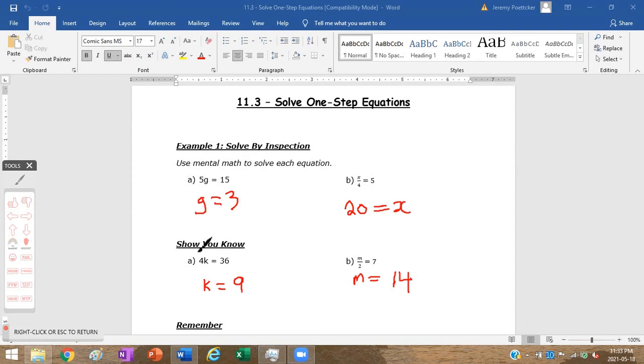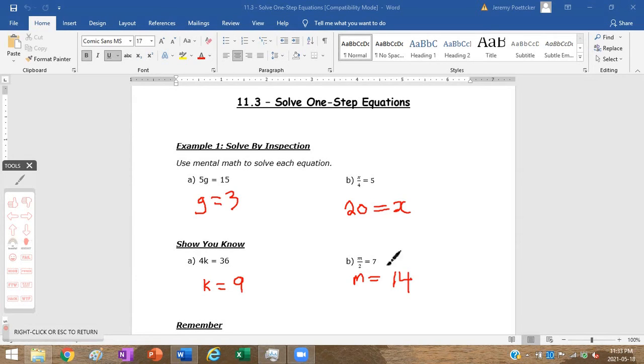Now with these last two, I want you to think about these just for a moment now that you have the solutions. If you didn't know that 4 times 9 equals 36, how could you figure this out without just inspecting it and figuring it out? Well, what you could do is you could say, well, I know that 36 divided by 4 should give me the answer to 4 times what equals 36. So that's something to keep in mind.